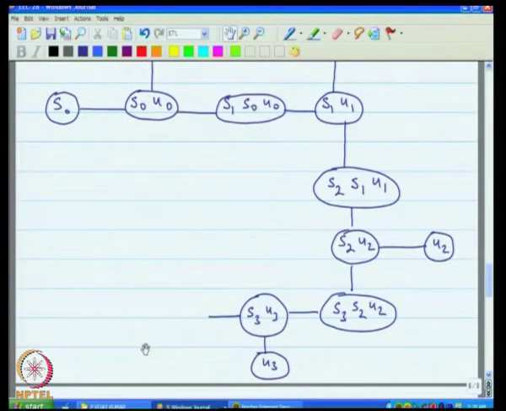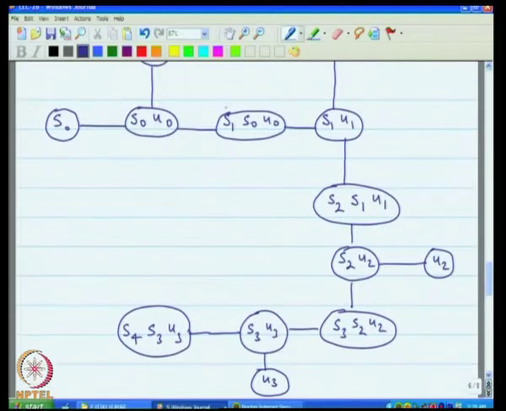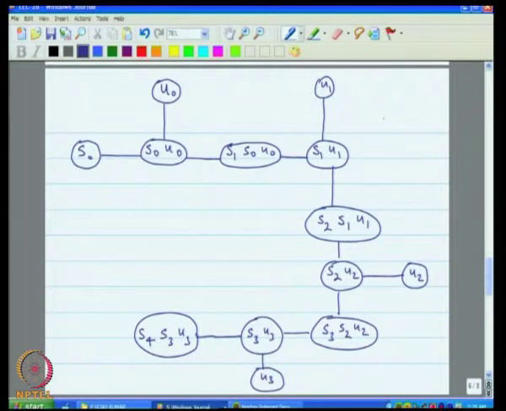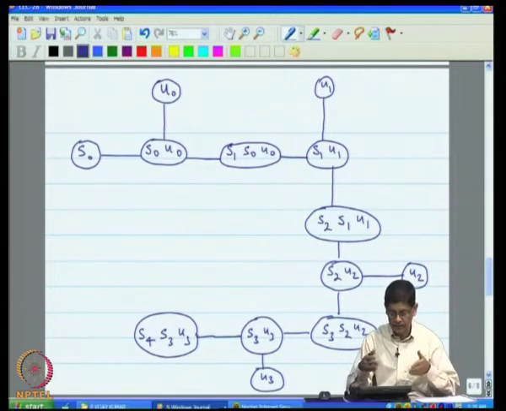So the last state here is then S4, S3, U3. So this is your junction tree in this case. Okay. And you can verify that if you use the test, compare the node weight and the edge weight, you will actually find that the difference is equal to the number of variables. So this is the junction tree.